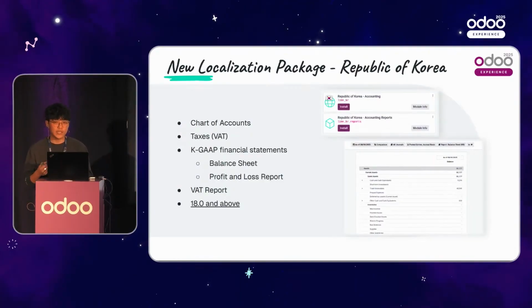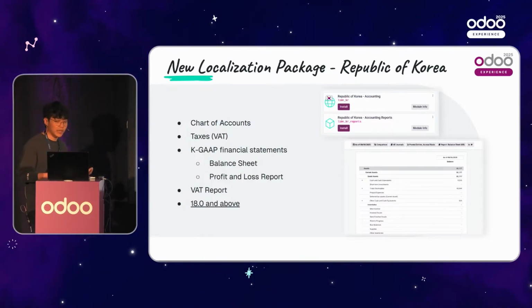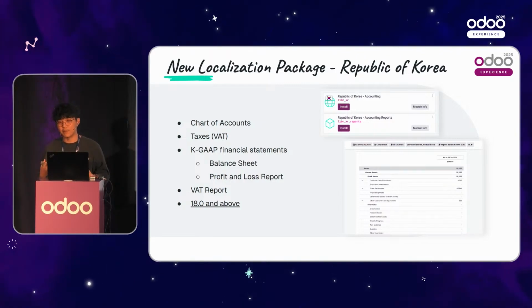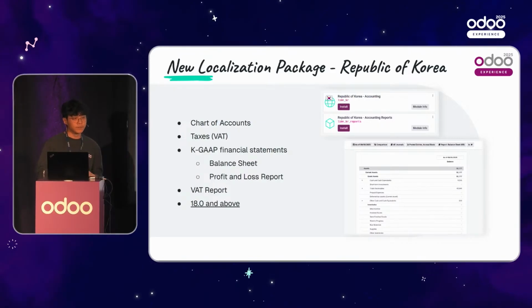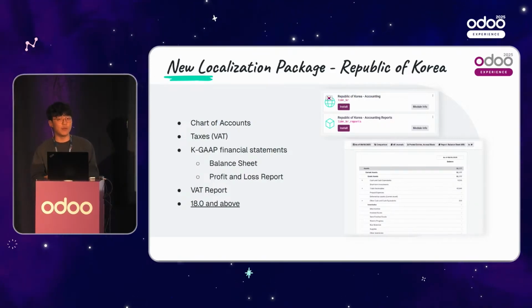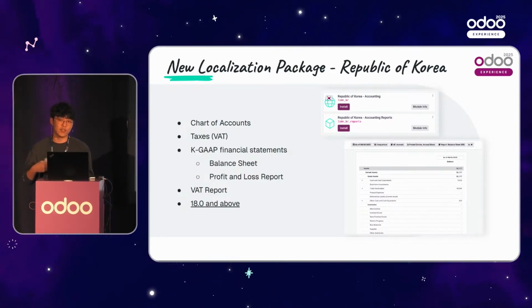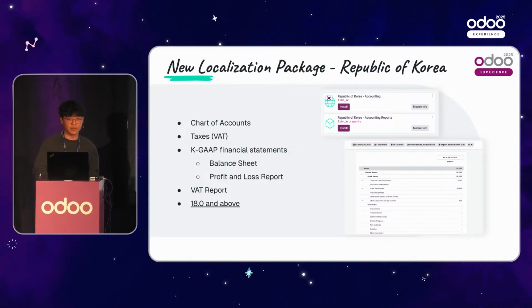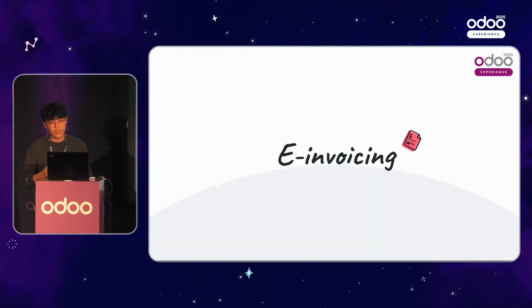Next, we released a package for South Korea. Like other packages, we managed to include the chart of accounts and taxes, and using this, we built K-GAAP financial statements, which is the generally accepted accounting principles for Korea. In this, we managed to generate the balance sheet and profit and loss report, but also the VAT report. And all of these are also available for 18.0 and onwards. But we can't miss out the e-invoicing.